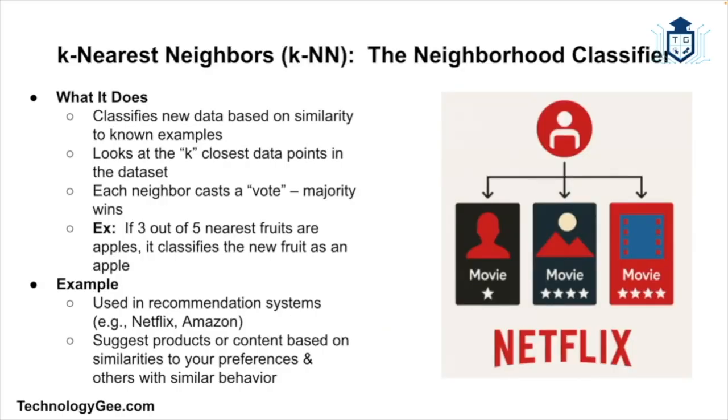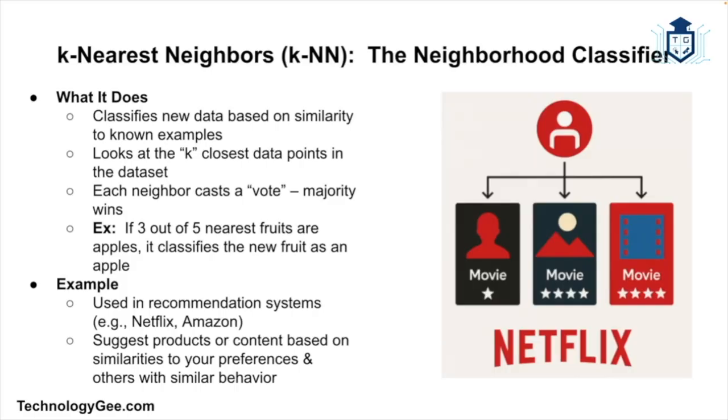And this is all about finding similarities. It looks at the K closest data points to a new input and lets them vote on the result. So let's say you want to classify a new fruit as an apple or an orange. Well, the K nearest neighbor checks the closest fruits in the data set. And if 3 out of 5 neighbors are apples, then guess what? It's probably an apple. And this is how this is used in a real world example.